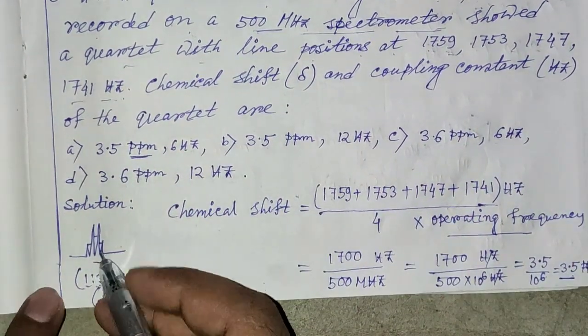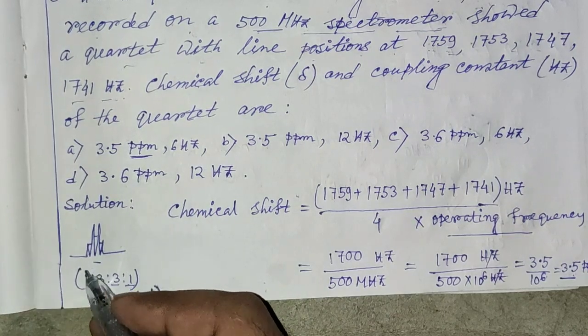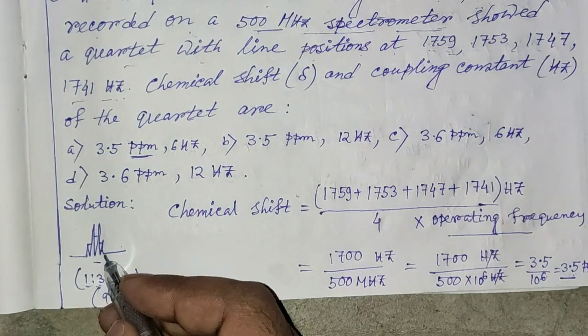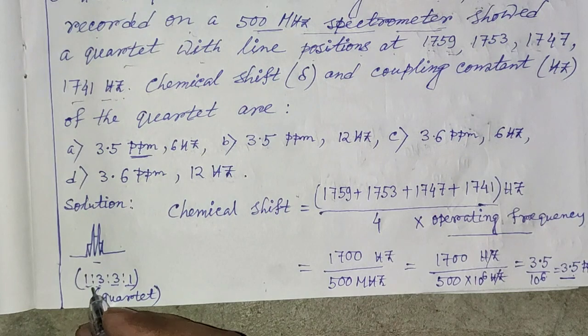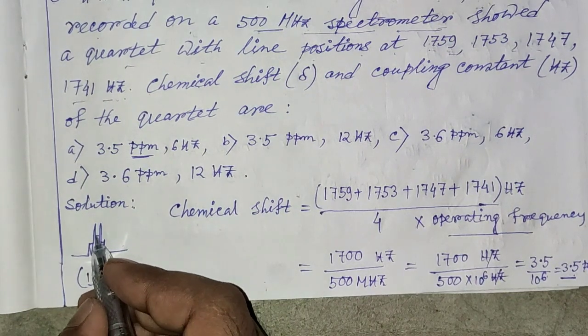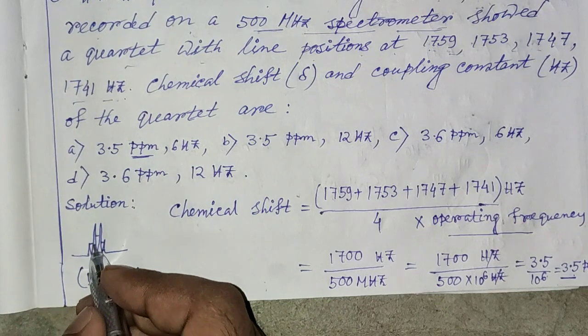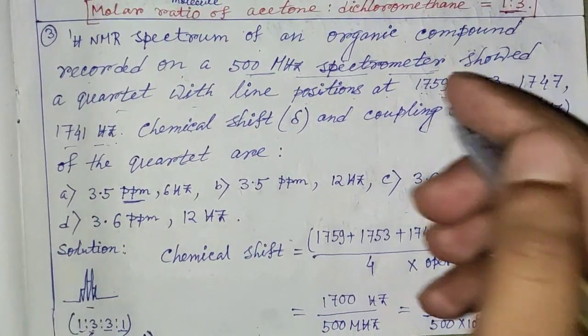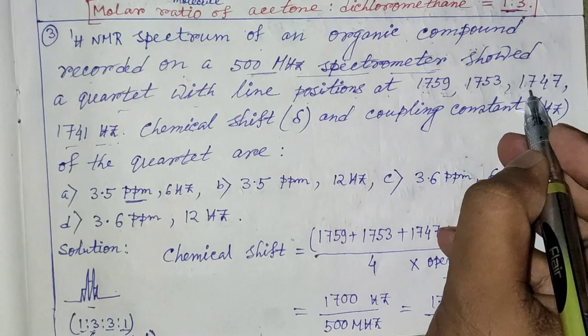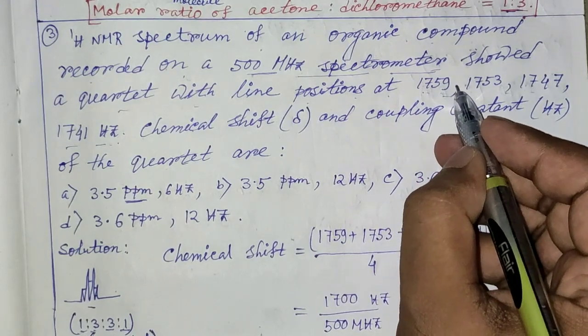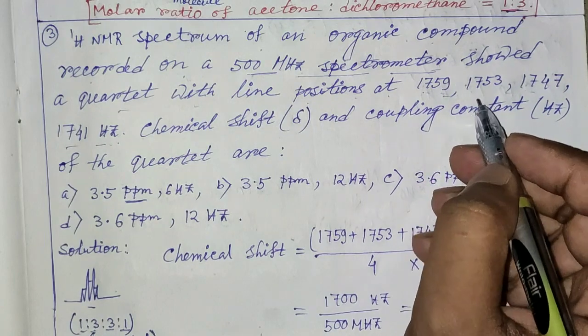Now, from the nature of a quartet peak, we know that the integration ratio for the 4 peaks corresponds to 1:3:3:1, and the separation between 2 successive lines is the same, which can be confirmed from this line spacing value. Here the separation between 2 successive lines is the same, corresponding to 6 Hz.